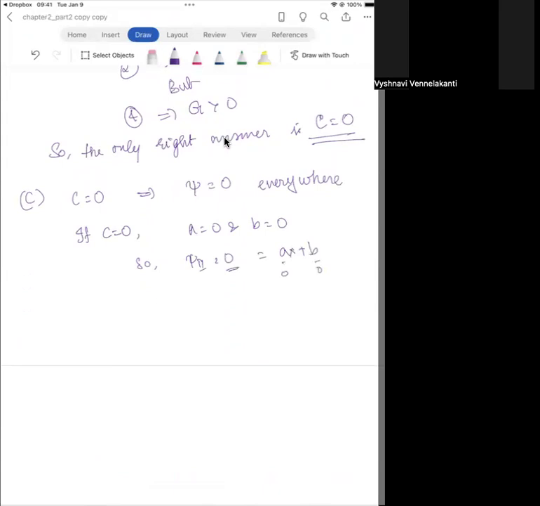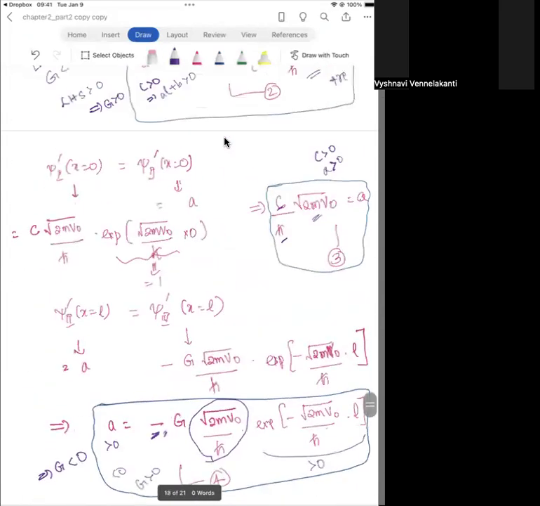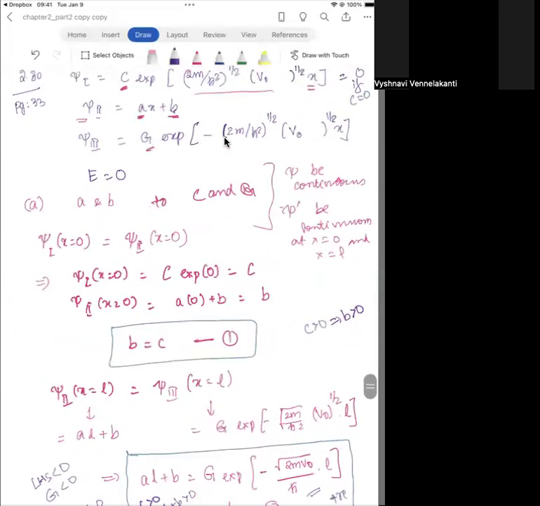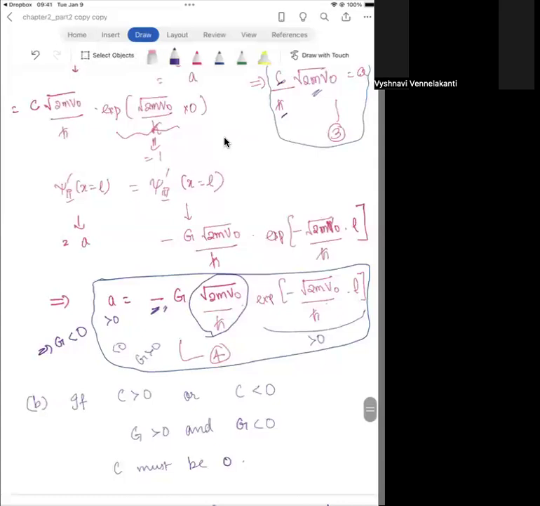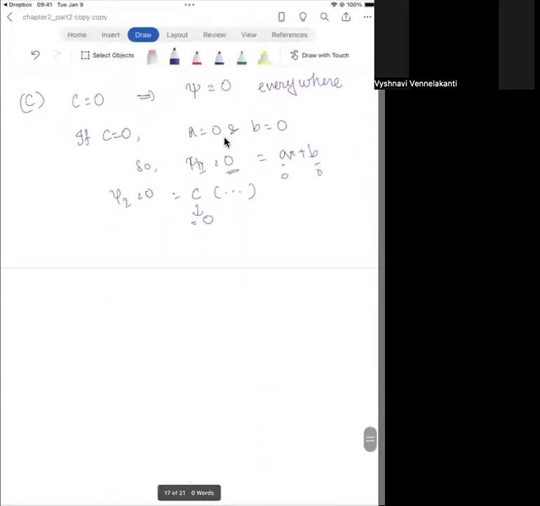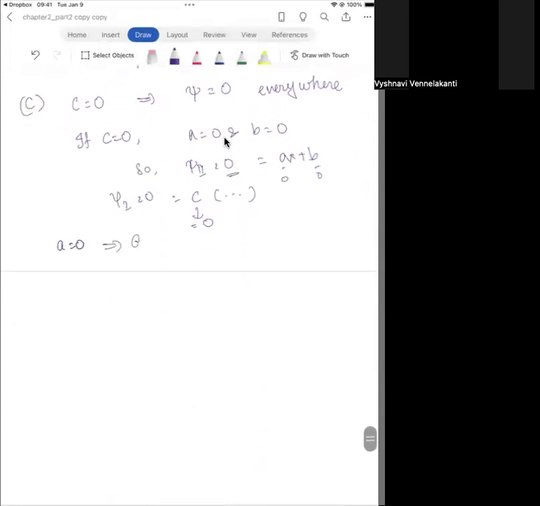These are both 0. Now psi 1 is going to be 0 because it's C times something and C is 0. Psi 1 is 0. Now what about psi 3? So we need to figure out what is the value of G. Now G depends on A. If A is 0, then none of these elements are 0. So G has to be 0. So the fact that A equals 0 implies G is 0 implies psi 3 is 0. So your wave function in regions 1, 2, and 3, psi 1, psi 2, psi 3 is 0.